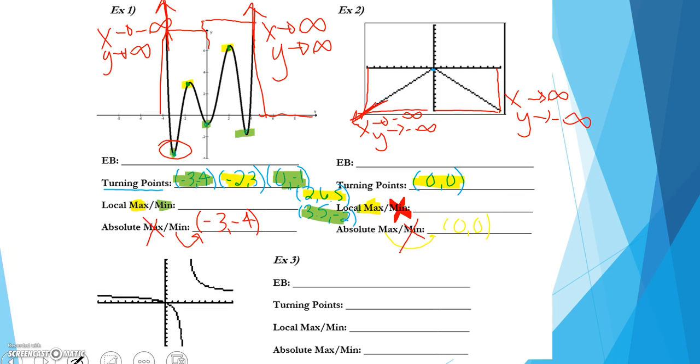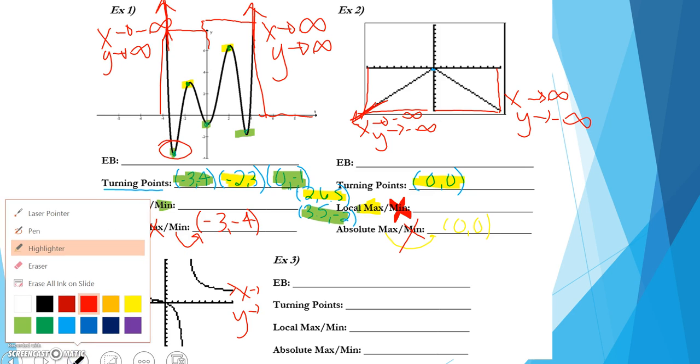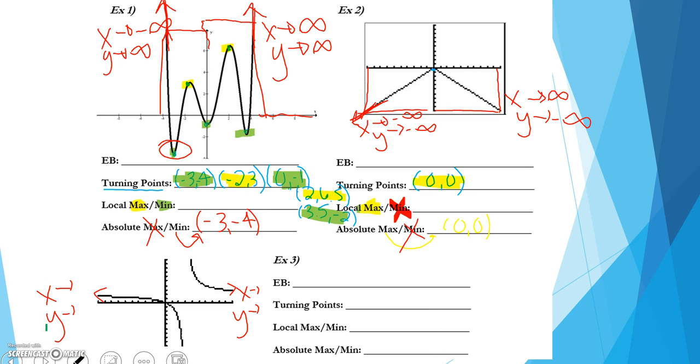For the last one, whenever you have these rational ones, you only need to do the end behavior for these two ends right there. You don't need to do them for the other two. And so for both of those ends, you have to keep in mind that there is that asymptote. That asymptote is going to be right in between.